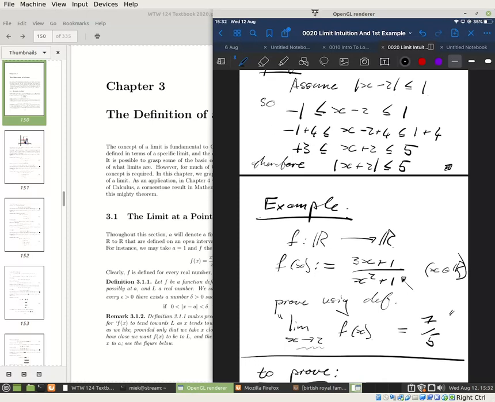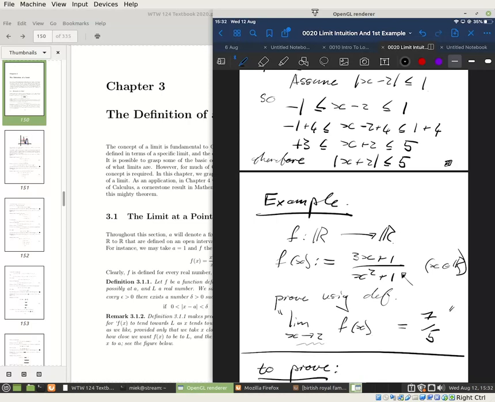Let's take a look at this example. So we have a function f of x which is defined as (3x plus 1) divided by (x squared plus 1), and we want to show that the limit as x tends to 2 of f of x is 7 over 5.